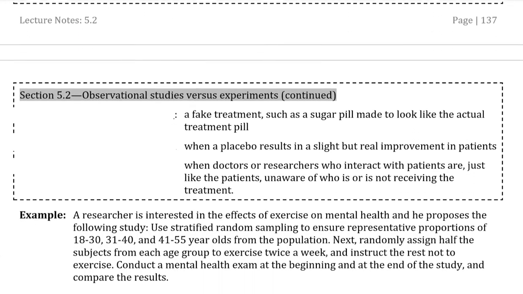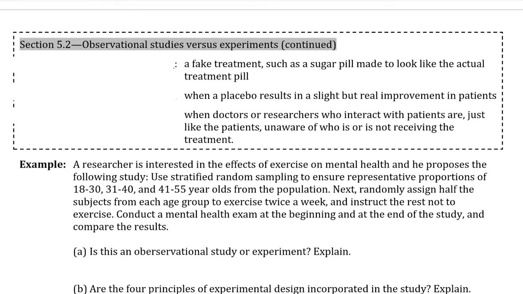On the next page, we have at the top a placebo. This is what we refer to as a fake treatment, such as a sugar pill made to look like the actual treatment pill. And tied with that, we have the placebo effect, when a placebo results in a slight but real improvement in patients. This is a very common side effect that happens, particularly in medical studies, and tends to be an example of how powerful the mind is over the body.